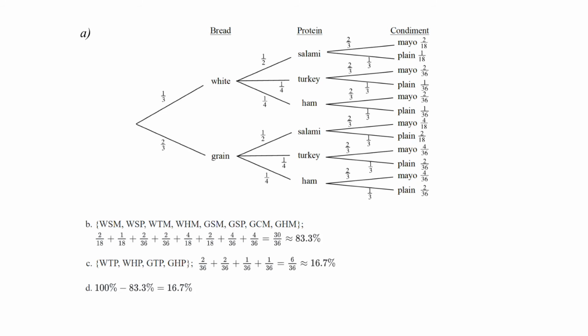And so you can see that the bread you have, white or grain, that was 1/3 to 2/3. And then the salami, turkey, and ham: salami was a half, turkey and ham were a fourth. And then from there the condiments was mayo or plain, and that was the difference of 2/3 and 1/3. And then at the very end here we have the probability of all 36 combinations.